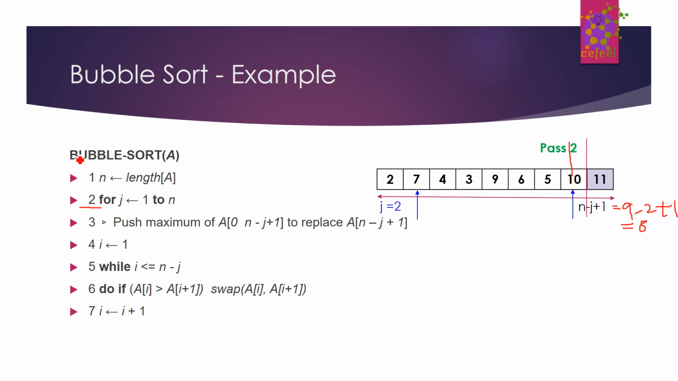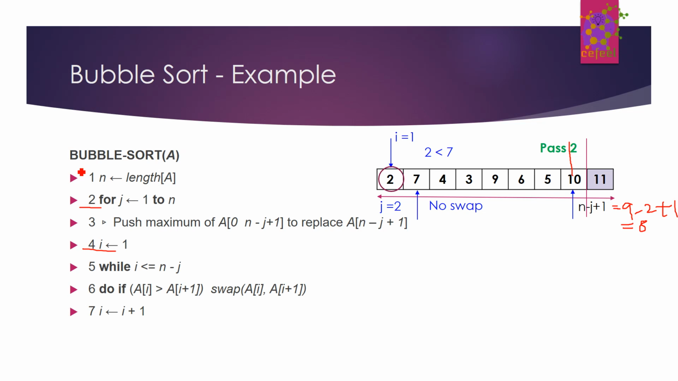So let's go to step 4 now. In step 4 we assign I equal to 1, and then we go to step 5 where the inner loop starts. We first check if I is less than n minus j, and I is definitely less than n minus j, because I will be less until we reach the 8th element. So we go to step 6 now, where we compare AI with AI plus 1. AI is 2 and AI plus 1 is 7.